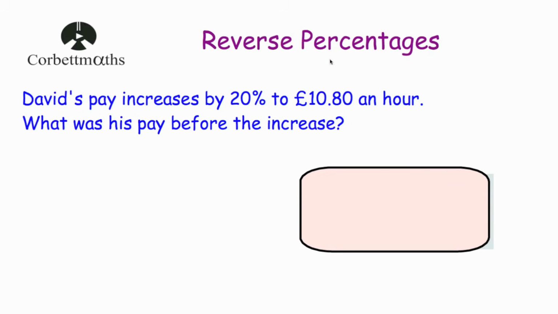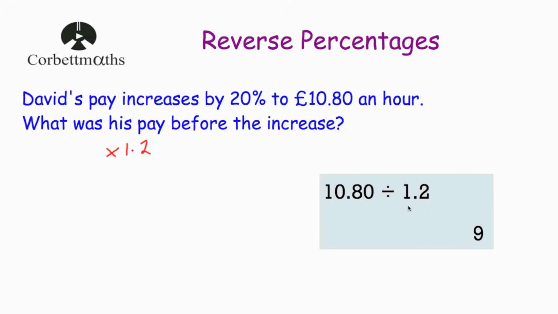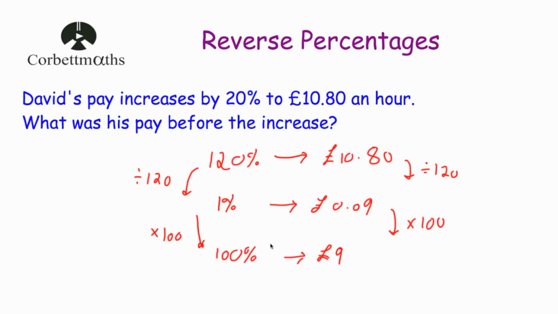So let's have a look at our next question. So our next question was, David's pay increased by 20% to £10.80 an hour. What was his pay before the increase? So if you want to increase by 20%, your multiplier would have been 1.2. You'd multiply by 1.2 to increase by 20%. So if you just divide by 1.2, you can then find your answer. You'll find what the original was. So £10.80 divided by 1.2 was 9, and our answer was 9.